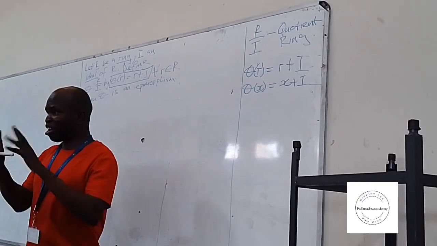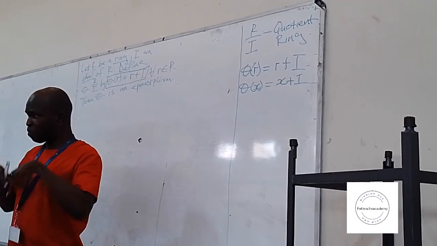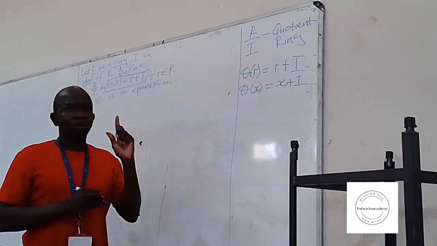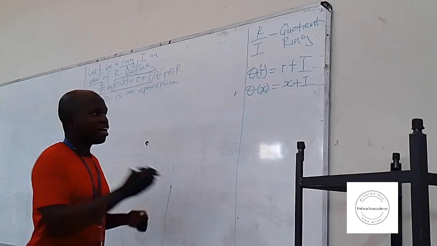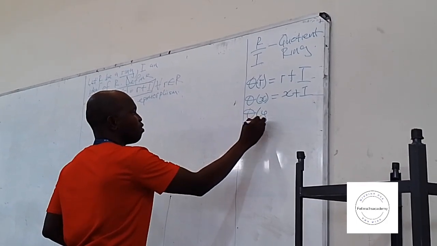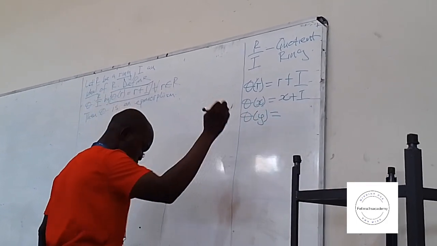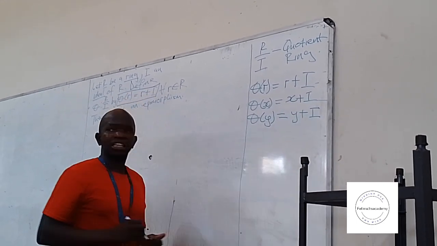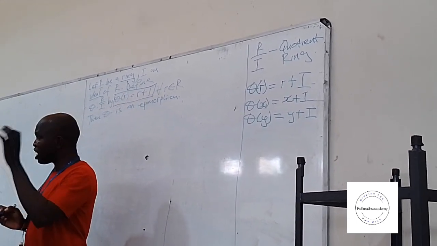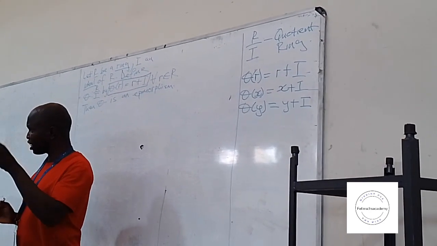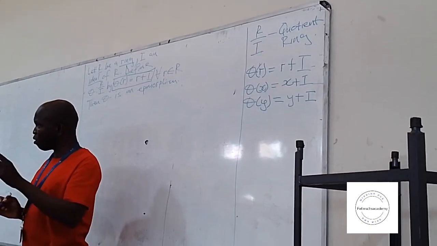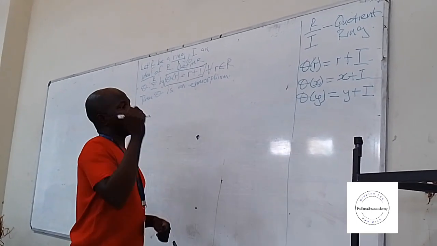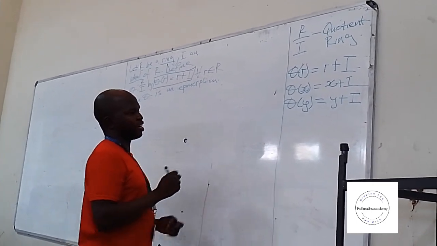We do not get into it in the proof. It is equal to 0 if it is in the kernel. What is theta y? Y plus I. Theta y is equal to y plus I. It is a definition here, a homomorphism under a quotient ring. Okay?